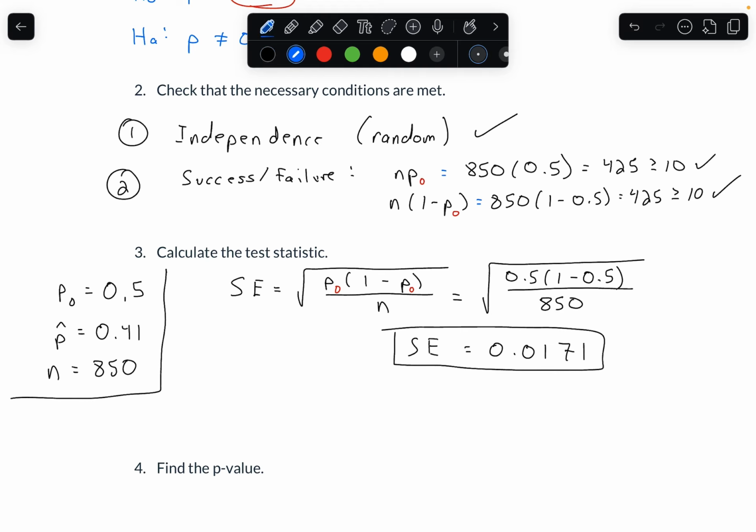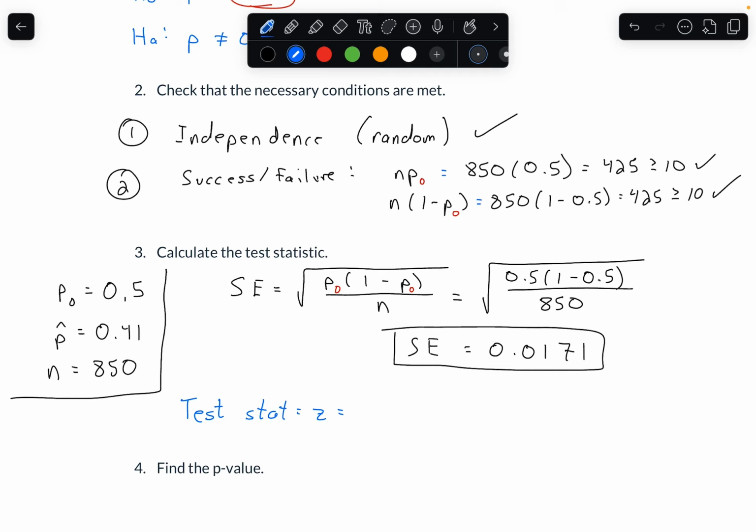So let's do that in a different color. Our test statistic is going to be, I like to write this out, a z-score. So our test statistic when we're working with proportions is always a z-score. And I think that's really helpful to remember because then that helps us to determine what our p-value is going to be in the next step.